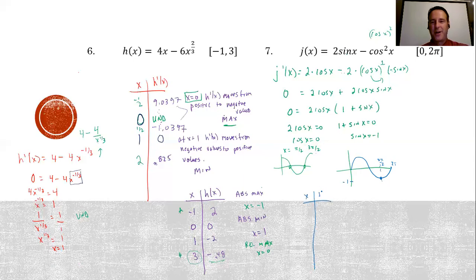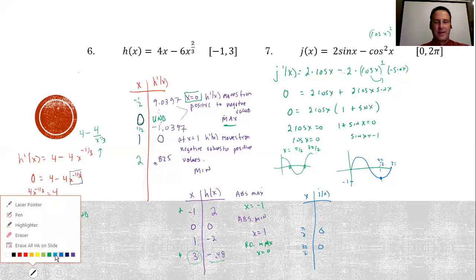All right, so here's x. Here is j prime of x. And I've got 2 points. I've got pi over 2, and I've got 3 pi over 2. And I've got to find something that fits in between it. I know those both give me zeros. And I'll set black.